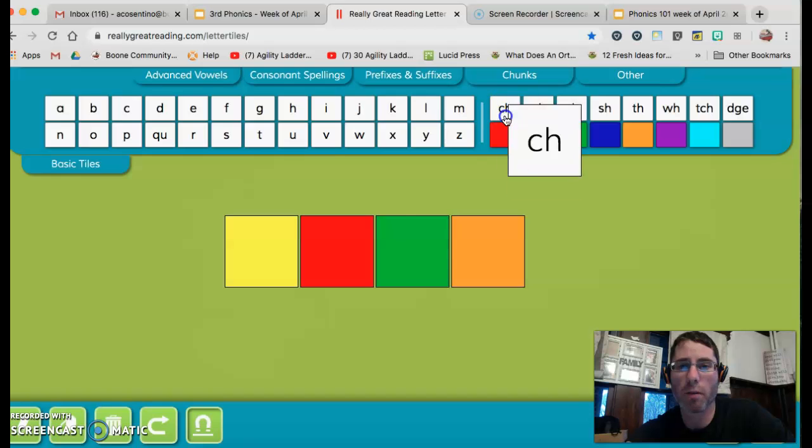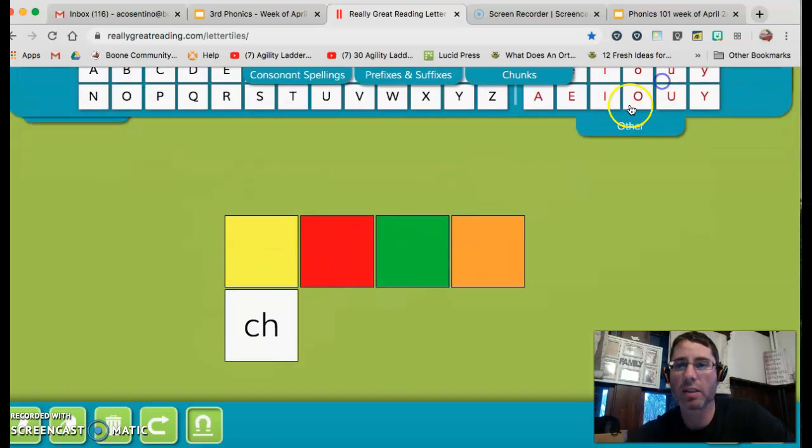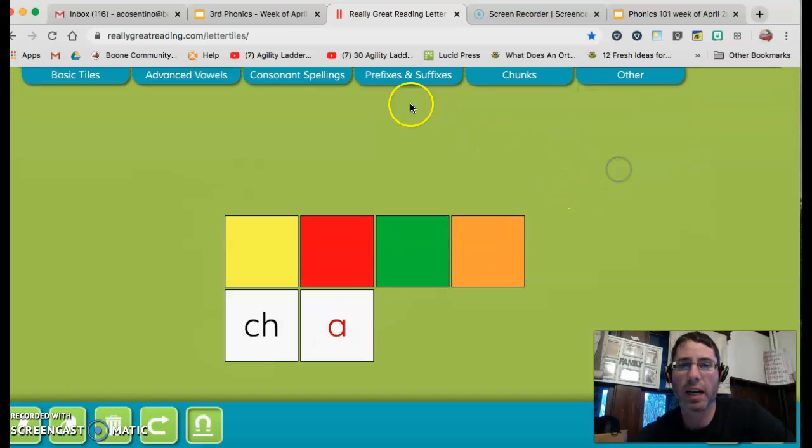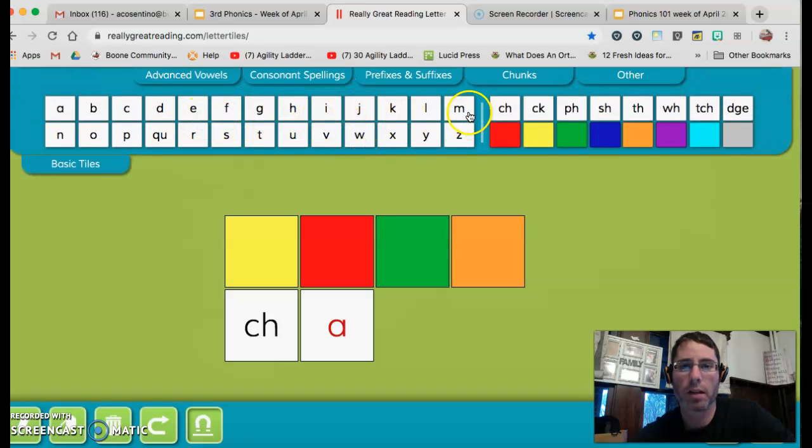So let's start off. I hear a digraph, ch. I hear a, so we use a red tile, a red vowel tile. Then I hear m, and then I hear p. There it is. Champ. Ch, a, m, p. Champ. So we have four phonemes for four graphemes.